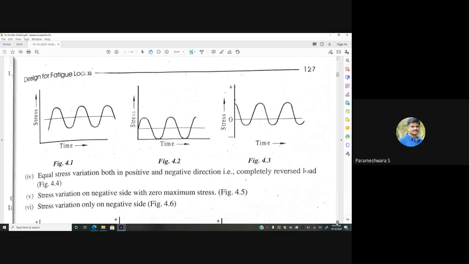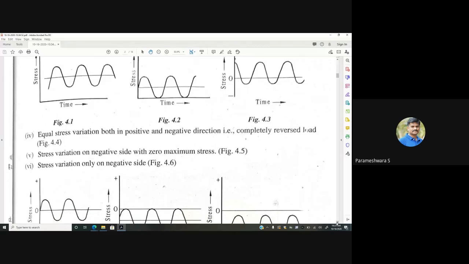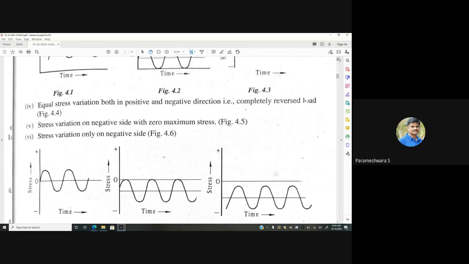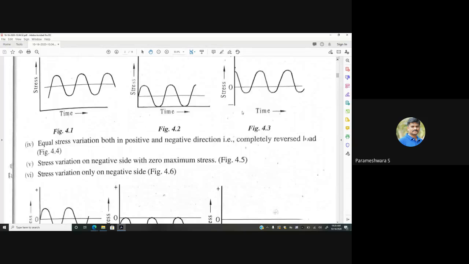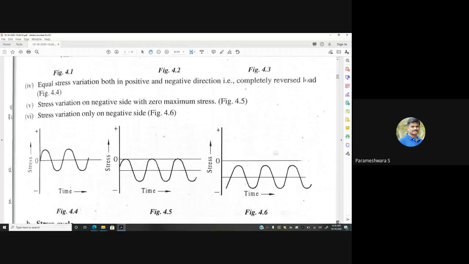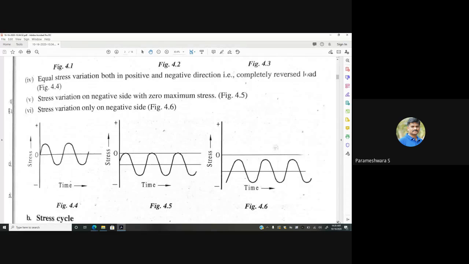And also we have a few more figures in it. So figure 4.4, what does this indicate? Figure 4.4 indicates equal stress variation both in the positive and negative direction. Whereas in the previous case, in figure 4.3, we have positive and negative forces being applied, but the positive force has a major portion, whereas the negative is a lesser portion. Whereas figure 4.4 indicates that the load is equally distributed, I mean the positive and the negative load is equally distributed into a specimen.